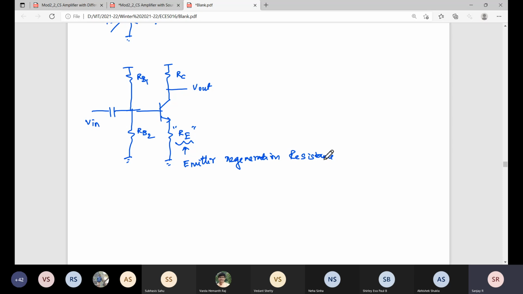You are correct, but tell me in a very clear way. I understood you understood something, but why do you use emitter degeneration? As per the bias perspective, I am asking. Already you biased using RB1, RB2. Then why do you use RE here?